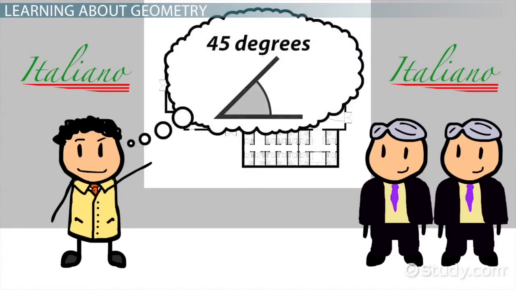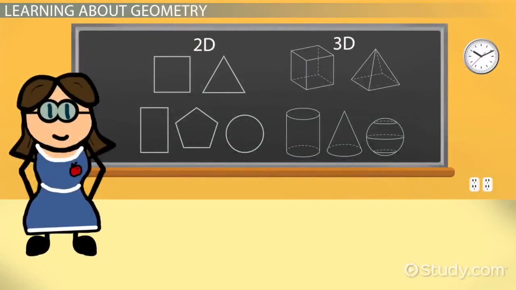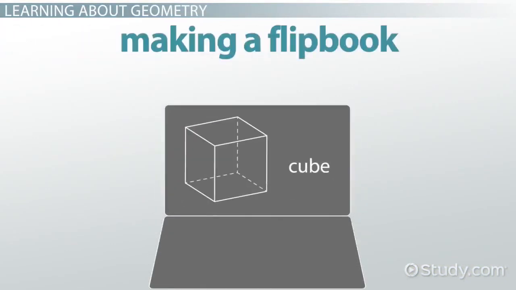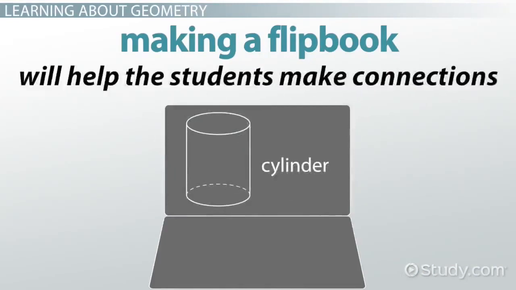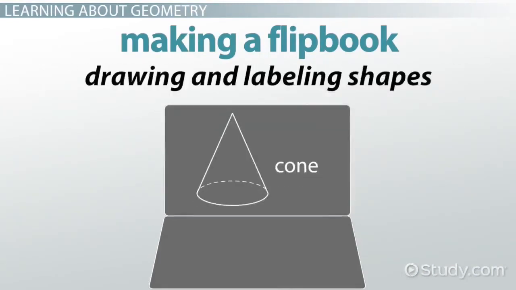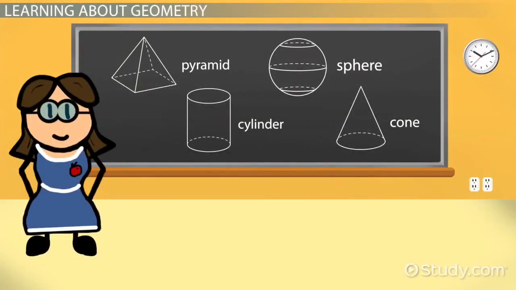Creating connections between ideas and words is crucial to developing understanding. When teaching students the words, it is helpful to have them organized in a logical way. Consider guiding the students through making a flipbook that they can use as a reference tool. Sorting the vocabulary words will help the students make connections between the words, and drawing and labeling shapes is extremely engaging and results in deeper learning. Remember to use these terms consistently through all of your lessons. Here's an example of how information could be organized.